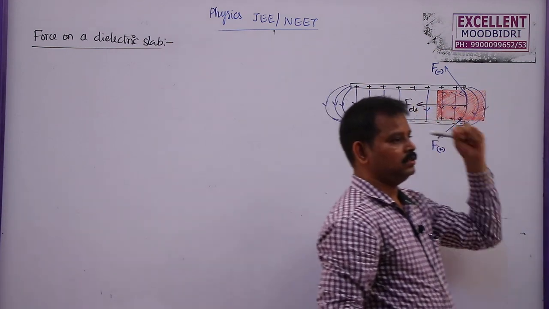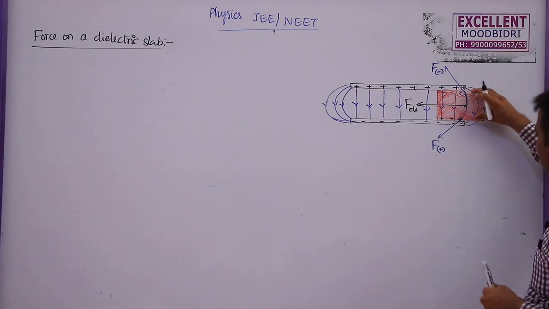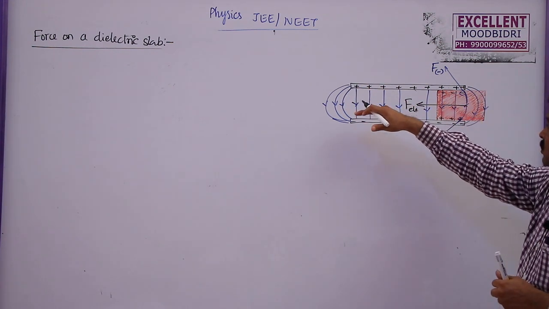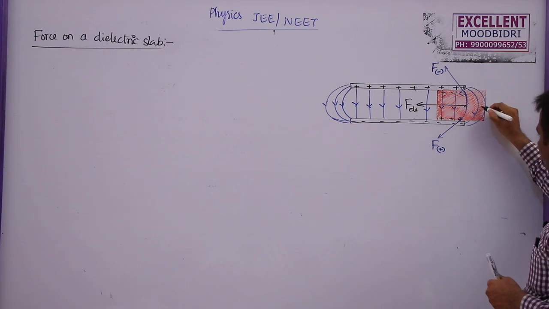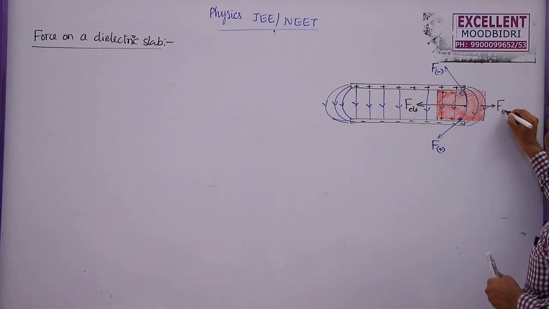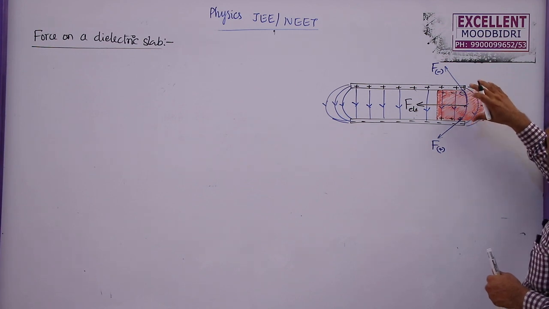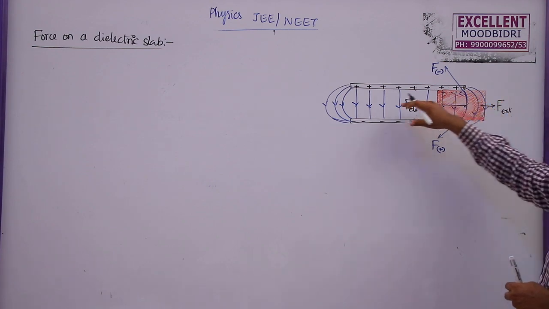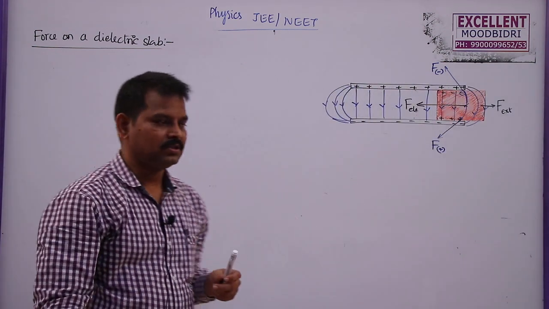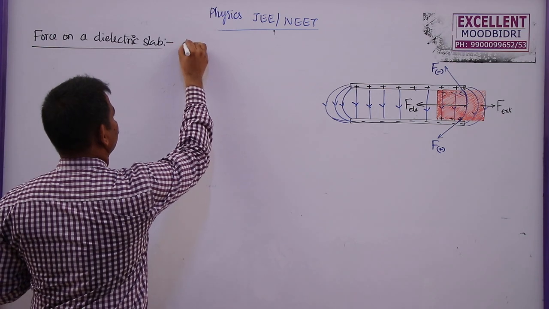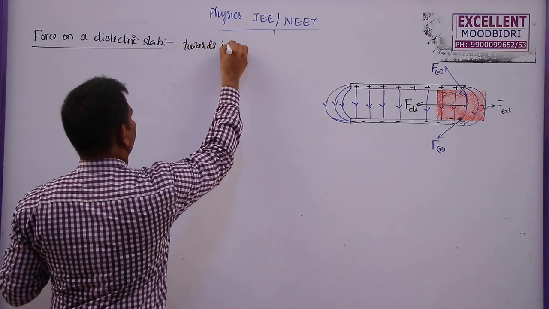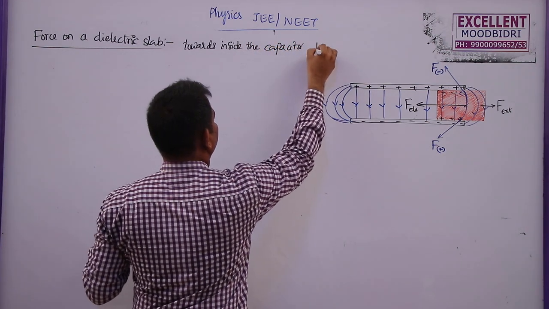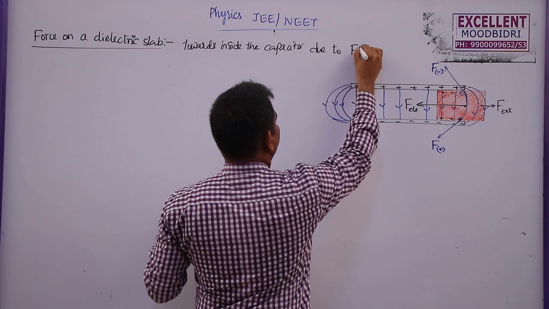As we are holding this, we are trying to insert this dielectric inside the capacitor. If you release it, it will move into the capacitor, but we are holding it, so we are applying some force. This is the external force that we are using to keep this dielectric in this position. Whenever a dielectric is placed like this, it will experience a force towards, as well as inside, the capacitor. This is due to the fringing field.